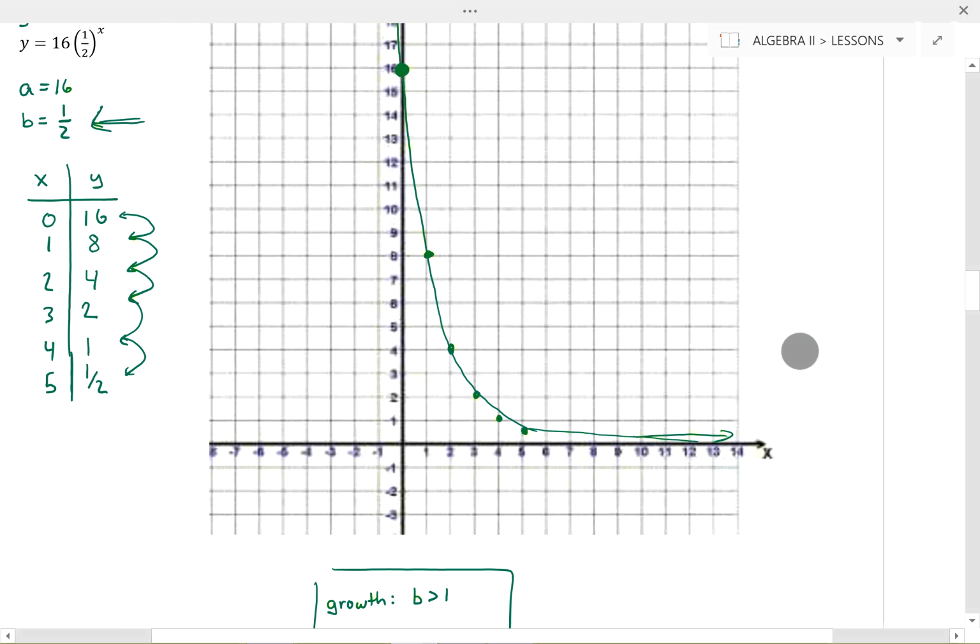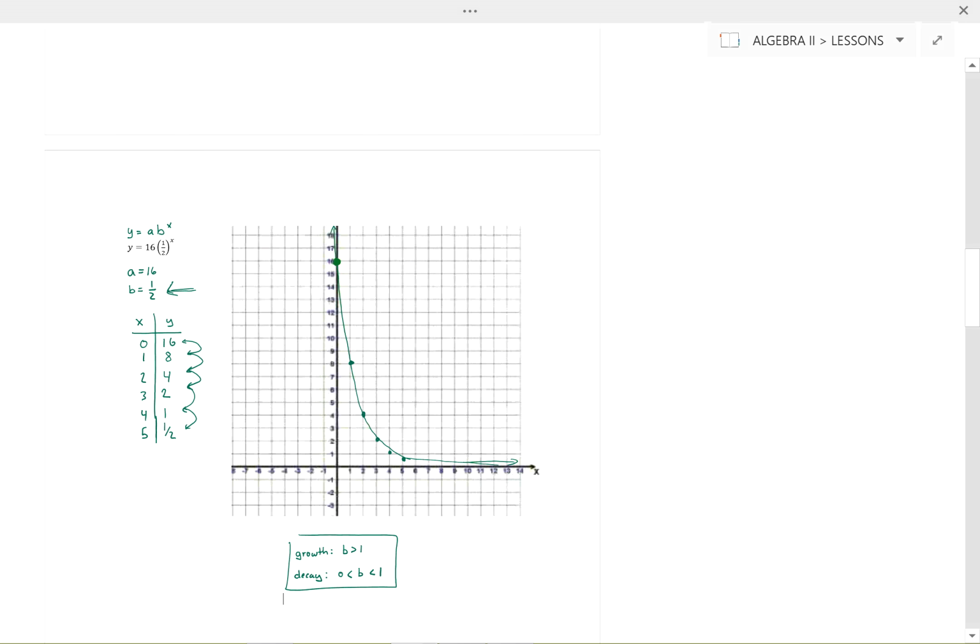So those are the two types of situations we will see when we graph exponential equations. We will have growth and we will have decay. So this is the general form or general shape that we get when we graph exponential equations. What we're going to take a look at in the next lesson is what happens when we add vertical and horizontal shifts.